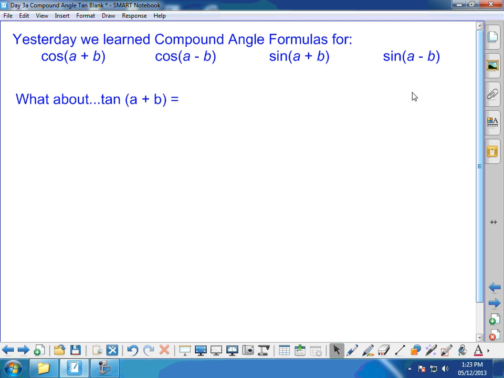So we're going to talk about tan(A plus B). Well, of course, remember the grade 11 identity that says that tan is equal to sine over cos. So why don't we change this into sine(A plus B) over cos(A plus B).